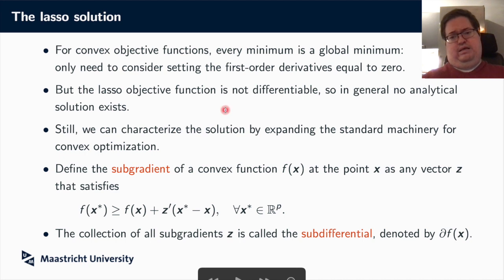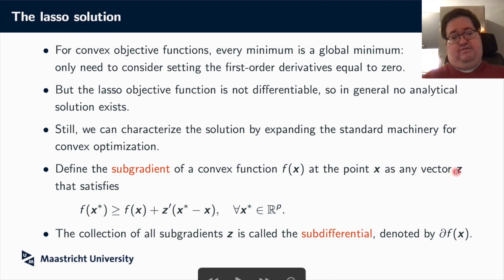So that will not help us. Now, we can actually characterize the solution, and we can show some important properties of the Lasso solution, but for that we need to slightly expand our machinery for convex optimization. So what we're going to define is something called the subgradient.